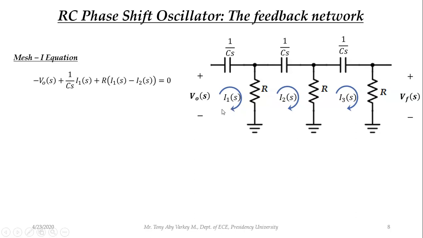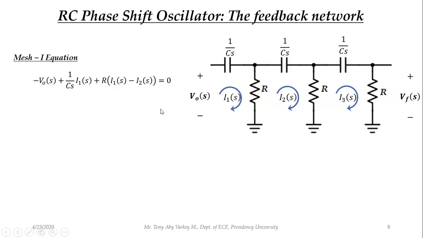So that is the mesh equation. Minus V out. I'm starting from here. So minus V output of S. I'm going in this direction. Plus 1 by Cs into I1 of S. What is the next component? R into I1 of S minus I2 of S equal to 0. We are using Kirchhoff's voltage law.